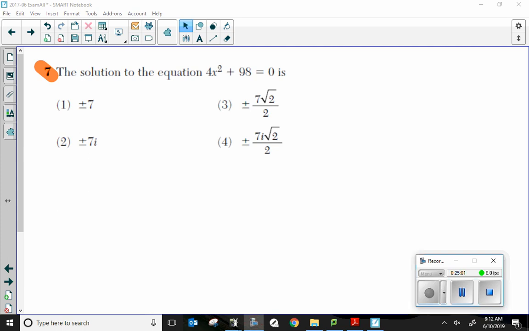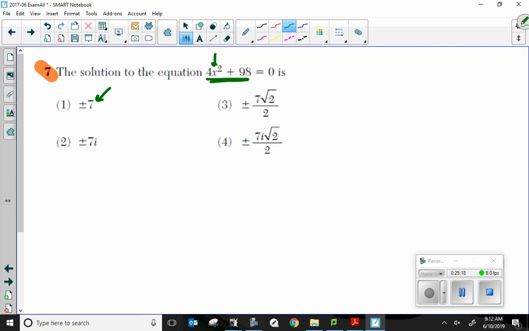Number 7, the solution to the equation 4x squared plus 98 equals 0. You can use your calculator and put a plus or a minus 7 in for x and see if it works. If it does, that's your answer. I know for a fact that I'm going to have an imaginary answer. How do I know? If I have a positive 98, that means this right here should equal negative 98. I can't get a negative number if I'm squaring something ever. So I have to have imaginary. So right now I know it can't be 1 or 3. Did you have to know that? No, you didn't have to know that.